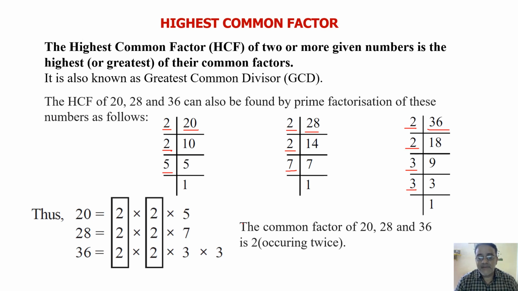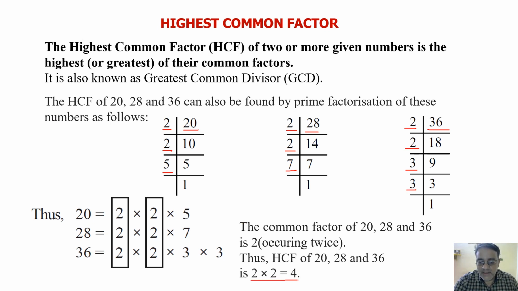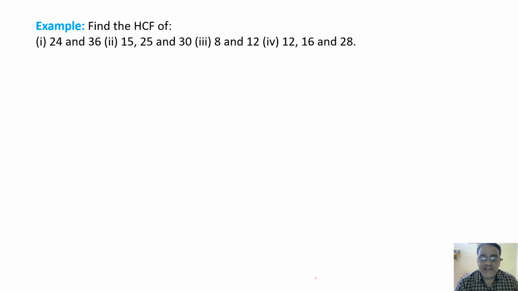Someone's mic is on, please check. HCF will be 2 into 2, that is equal to 4. The common factors that came, we write them and multiply. So here we got two common factors, 2 and 2. So 2 into 2 is 4. We will see some more examples using the factorization method.